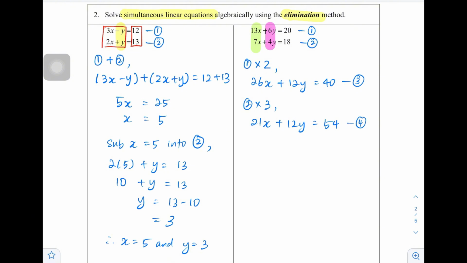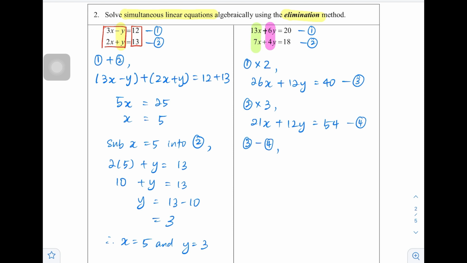How can we eliminate the variable y? Should we add equation 3 to equation 4, or should we subtract? In this case, you can see if you add equations 3 and 4, you're going to get 12y plus 12y, which is 24y. That will mean that I cannot eliminate y. So therefore, I will need to subtract the two equations. Let's take equation 3 subtract equation 4. Of course, you can take equation 4 subtract equation 3 as well.